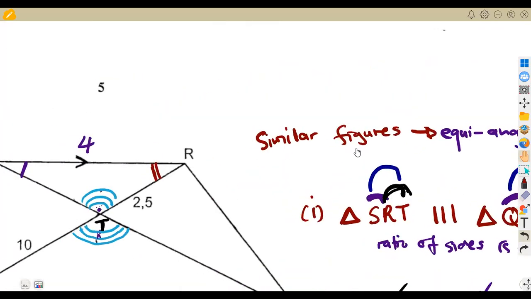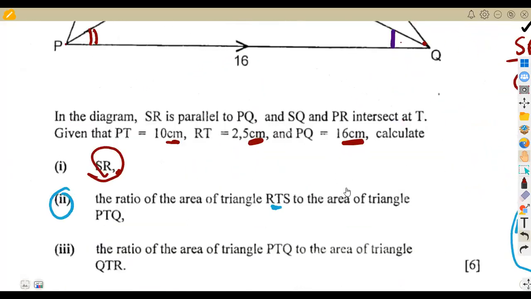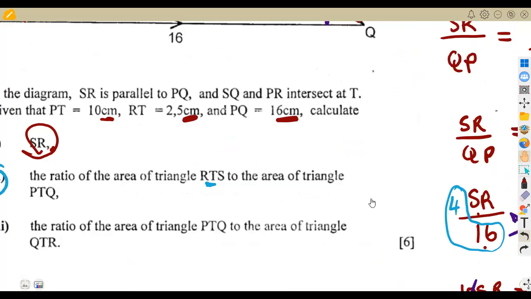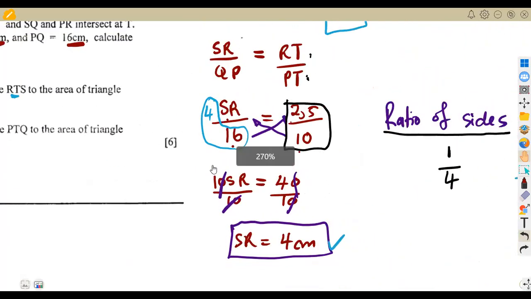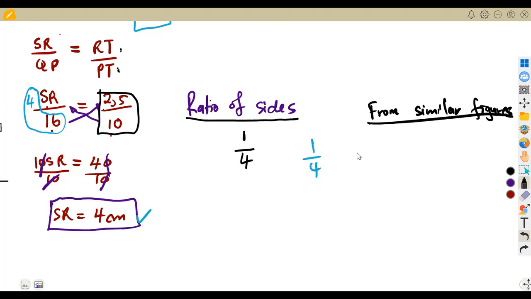All right, so what is it that you consider from similar figures? Because the question is asking us to calculate the ratio. Take note, the ratio of areas. All right, so it follows that from similar figures, or from similar shapes or similar triangles, the ratio of area is equal to the square of the ratio of sides. So we have got the ratio of sides in this case squared. So it is the ratio of sides squared.